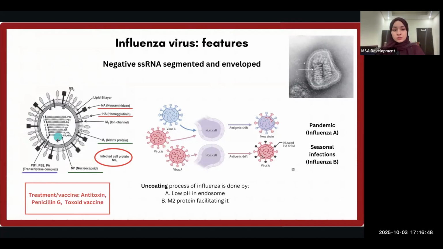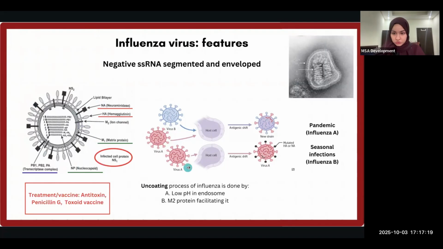The structure of it, the important thing is NS1. This is what confers the virulence of the virus. What's it called? NA and HA. These are the ones that basically subtype the influenza virus, type A.